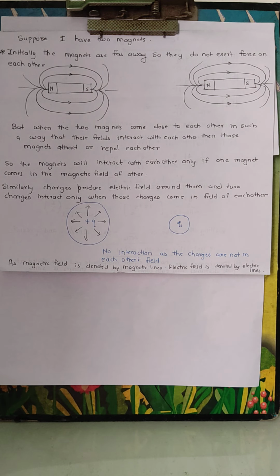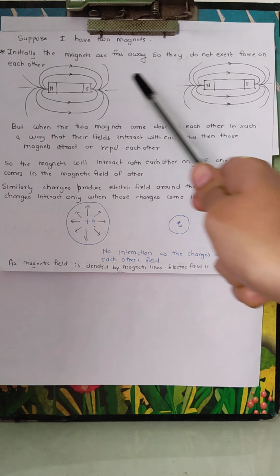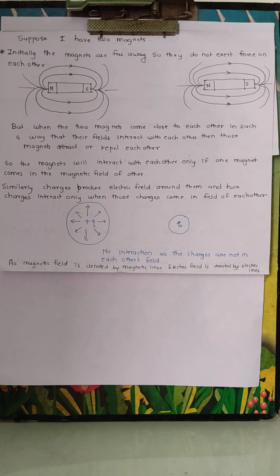Now take the example of two bar magnets placed far away from each other. When they are very far apart, they don't interact with each other, because their fields are not interacting. But if I bring these two magnets together, their fields will interact, and depending on the poles facing each other, the magnets will either attract or repel. Attracting or repelling means they are exerting force on each other. Only when they come close and their fields interact will they exert force on each other.